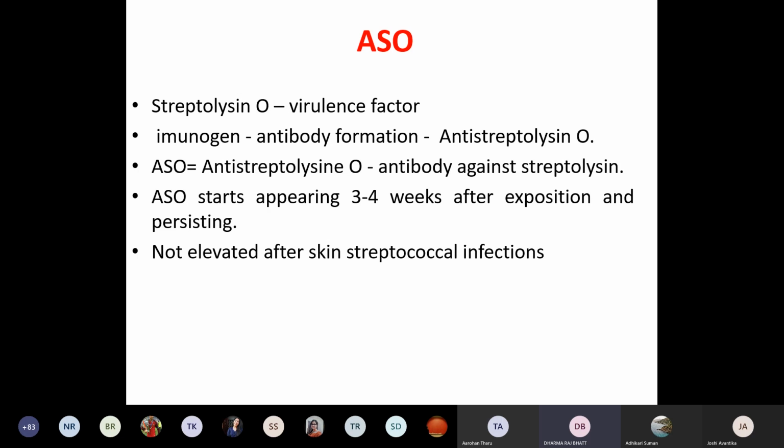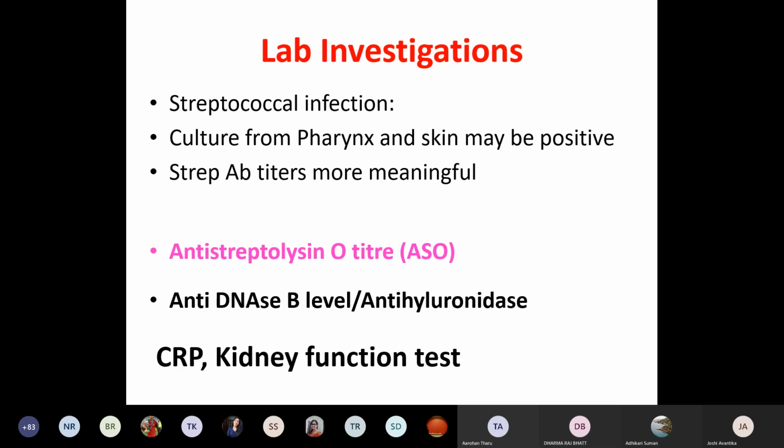Then its complications. Two complications we have mostly. One is post-streptococcal glomerulonephritis, and second is rheumatic heart disease.